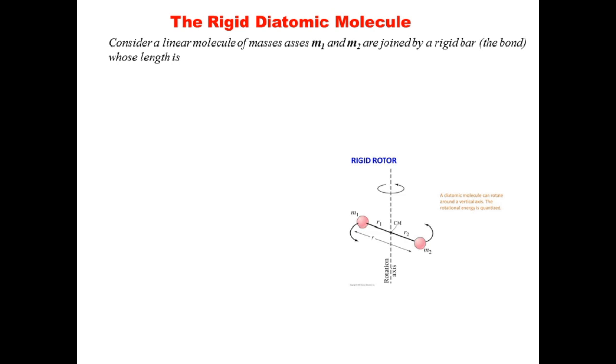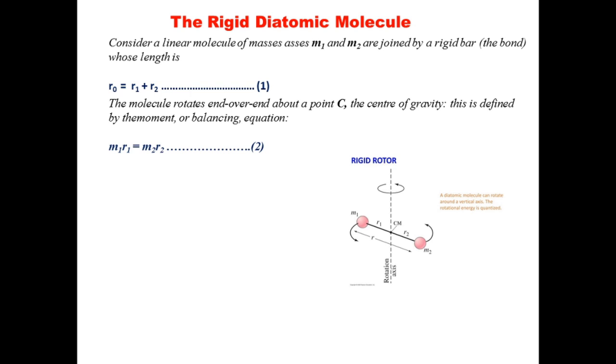And here is an expression for moment of inertia as well as energy levels of a rigid diatomic molecule. Consider a rigid diatomic molecule of masses m1 and m2. They are joined by a rigid bar of length r0, that is called its bond length, and r0 is equal to r1 plus r2 when the molecule is rotating about an axis at the center of gravity C. So we can write by balancing equation m1 r1 is equal to m2 r2. Also the bond length r0 is equal to r1 plus r2.